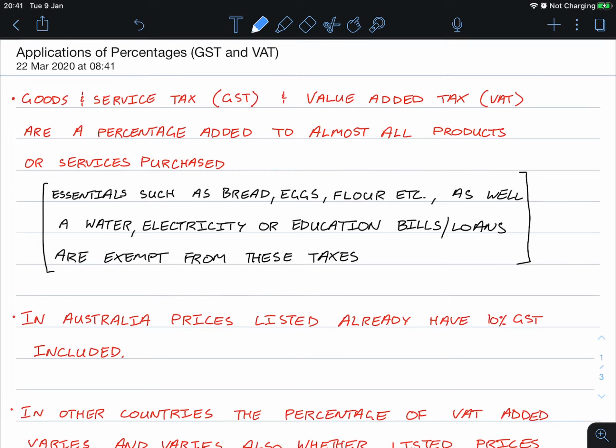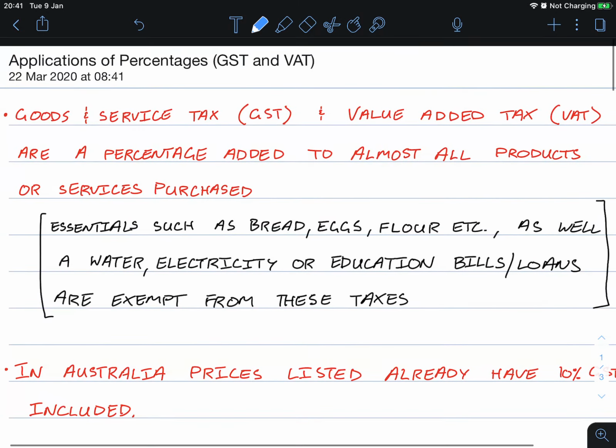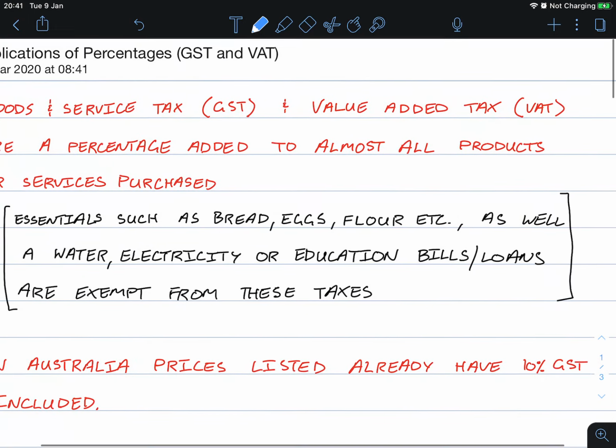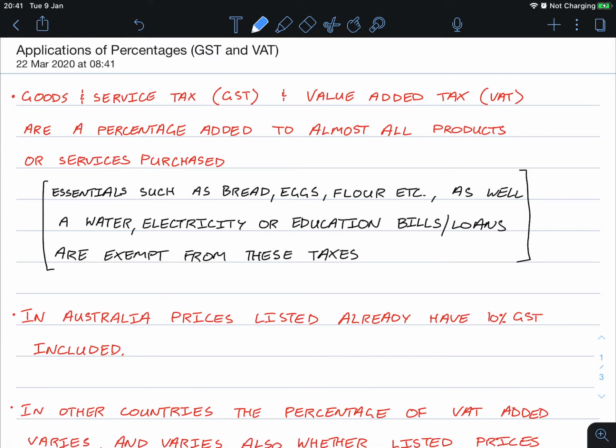Goods and service tax, GST, and value added tax, VAT, are a percentage added to almost all products or services purchased. Essentials such as bread, eggs, flour, as well as water, electricity, or education bills or loans are exempt from these taxes. Obviously, there are some exemptions to these, and you need to check that yourself as to what is and isn't taxed.